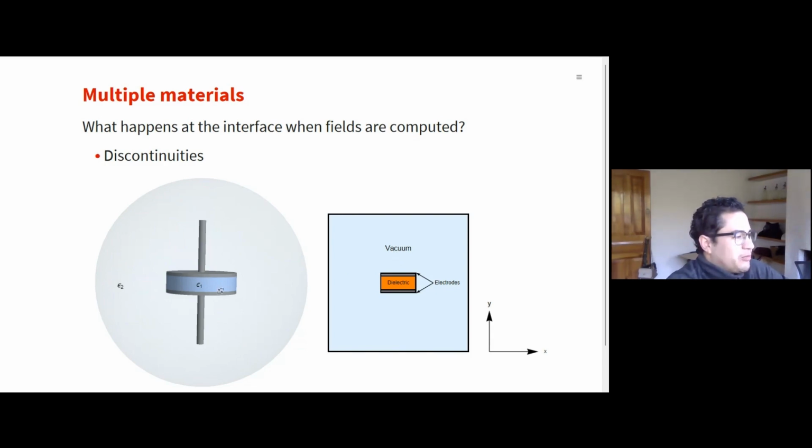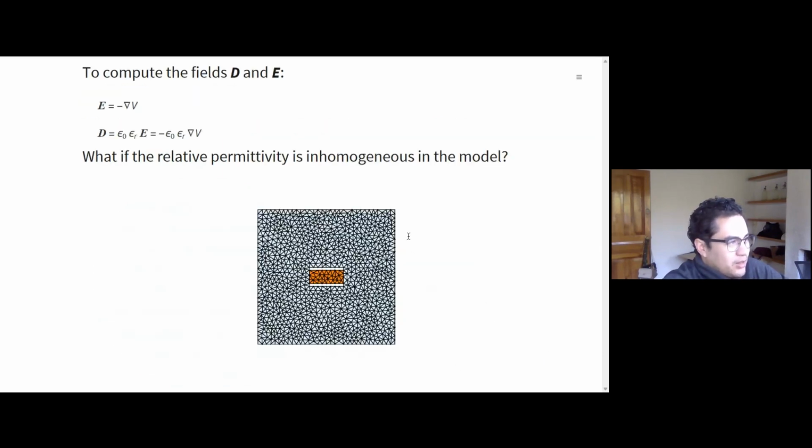In this case, it's a 2D model of the same capacitor. So what happens at the interface when fields are computed from an electrostatic model with multiple materials? One can see discontinuities, and these discontinuities arise because we have different materials. So in some cases, this can cause issues when computing fields with multiple materials.